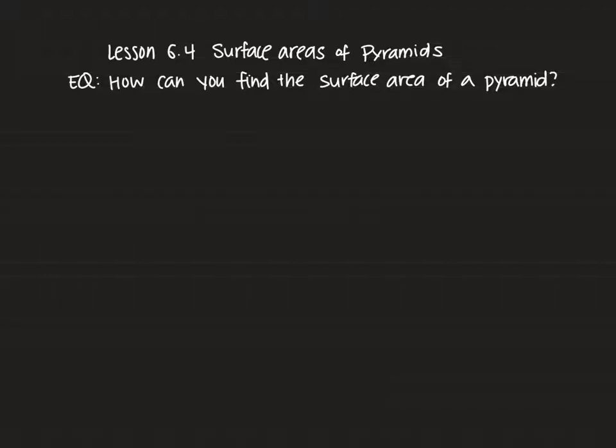Lesson 6.4 is on surface areas of pyramids, and the essential question is basically the same question. How can you find the surface area of a pyramid? For this lesson, we're going to use regular pyramids to find the surface areas. A regular pyramid is a pyramid with a base that is a regular polygon.